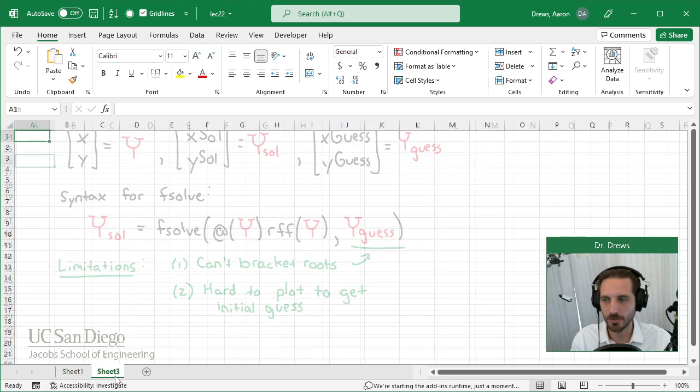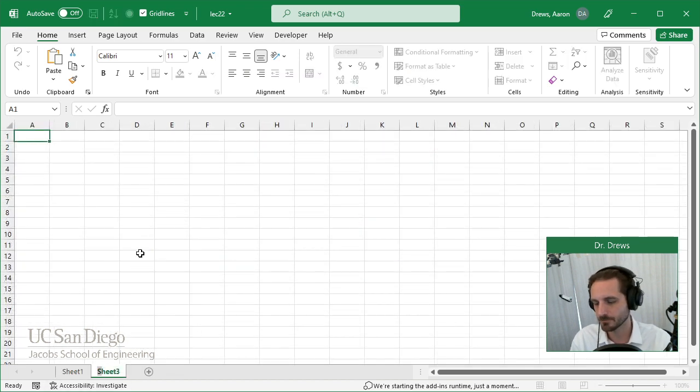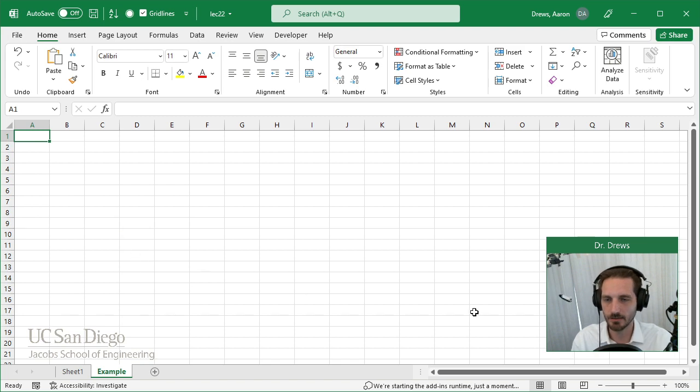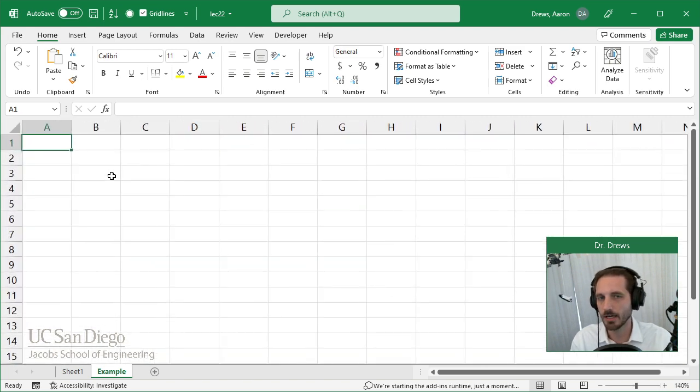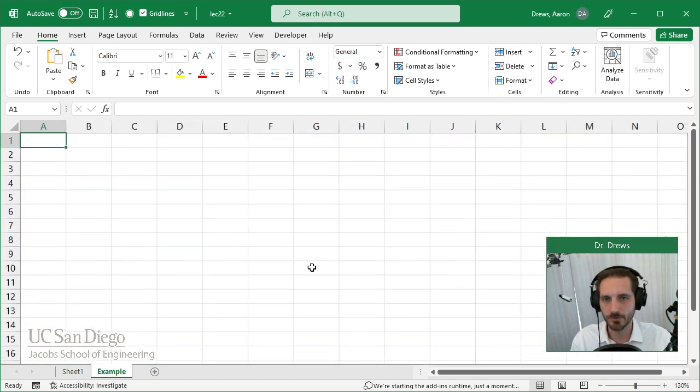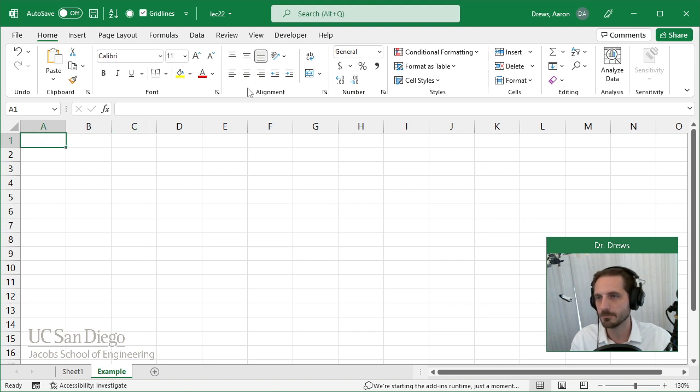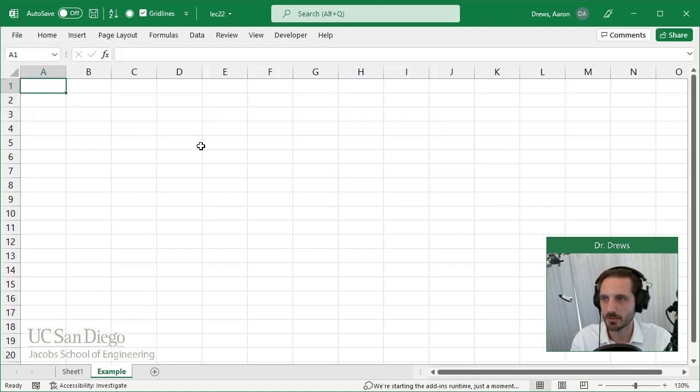So I'm going to start with adding a new sheet over here, and we'll just call this our example for today. So our example, I'm at 140. We can probably do this. We can minimize this ribbon for now too.